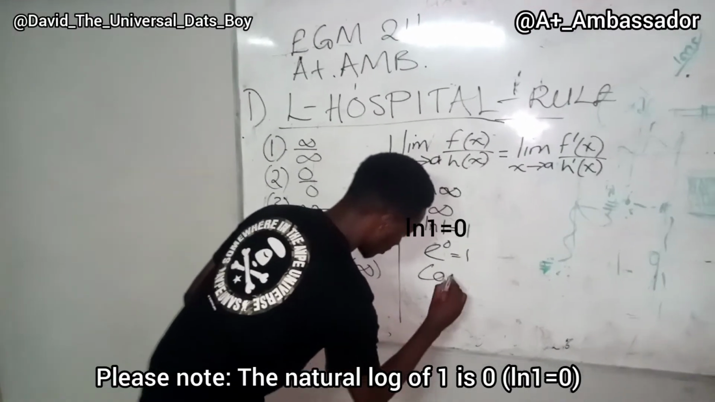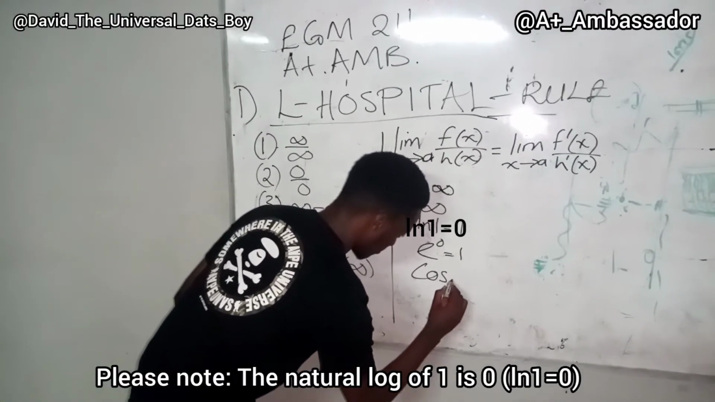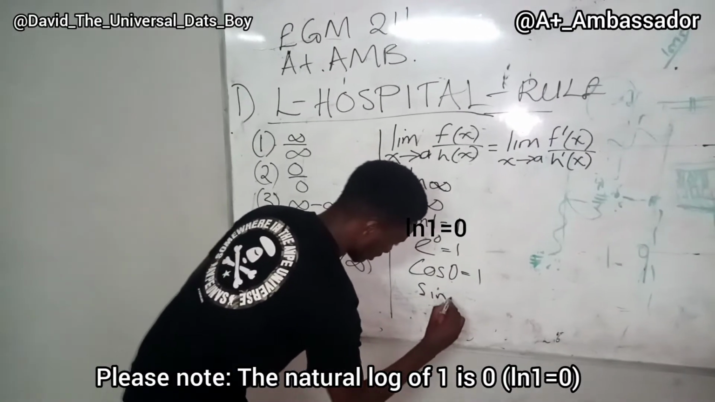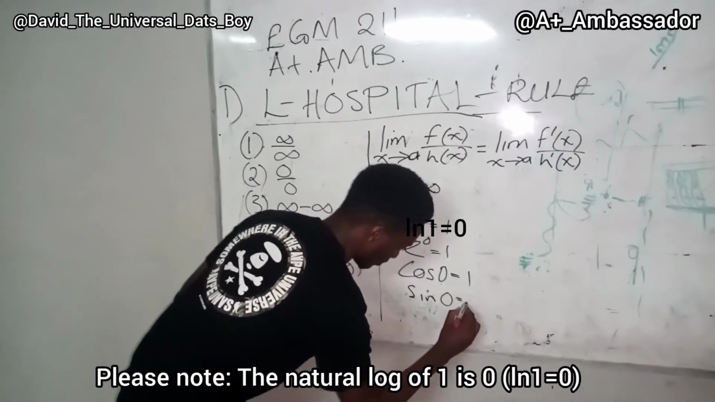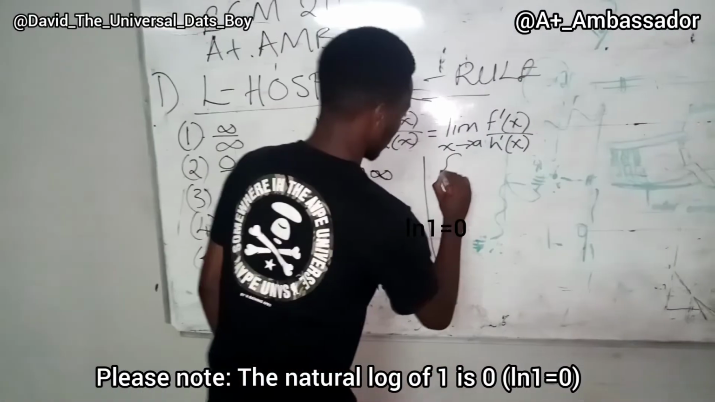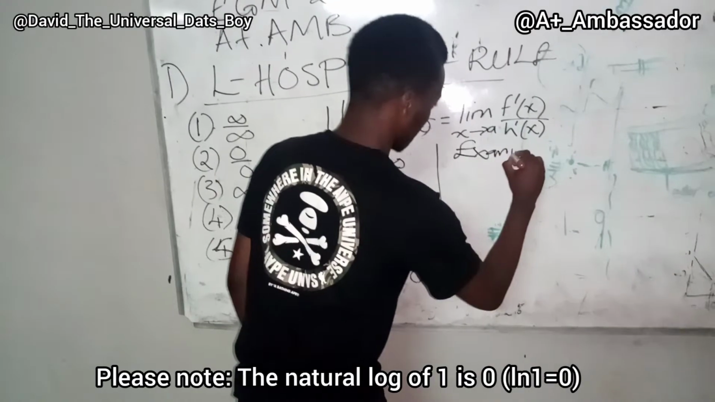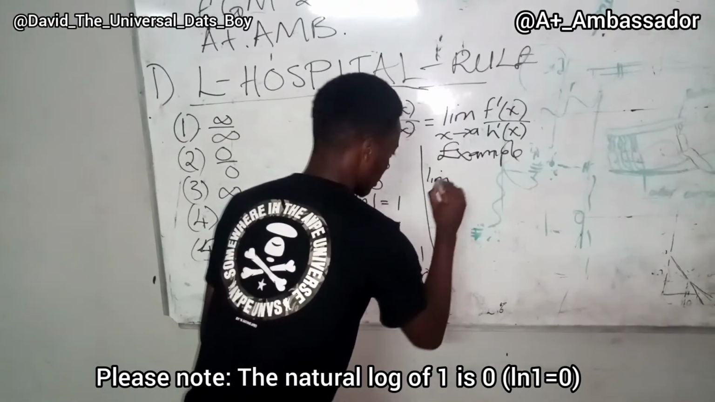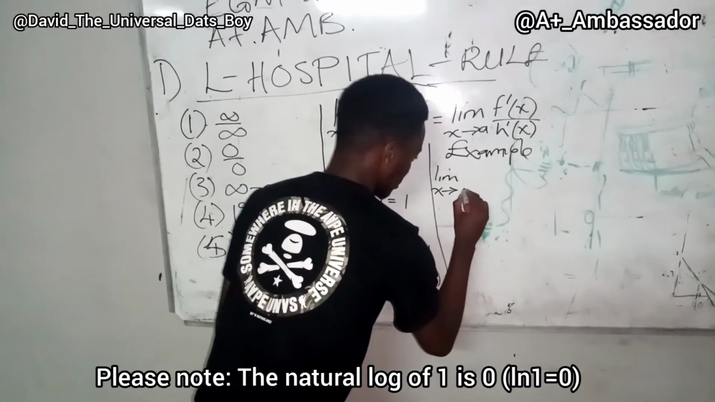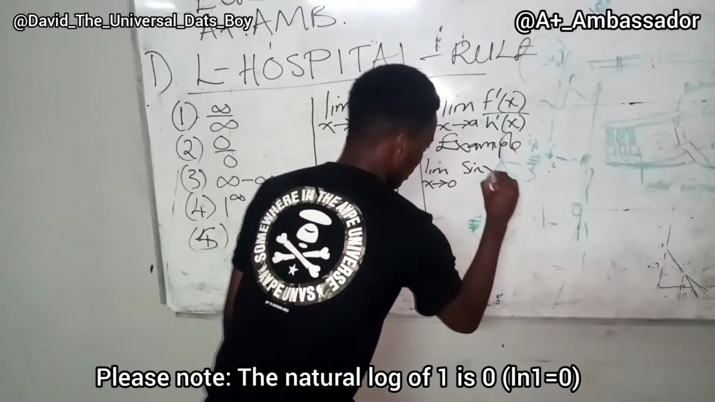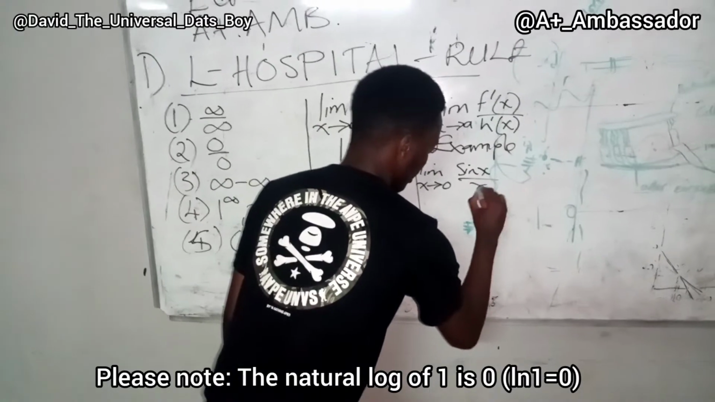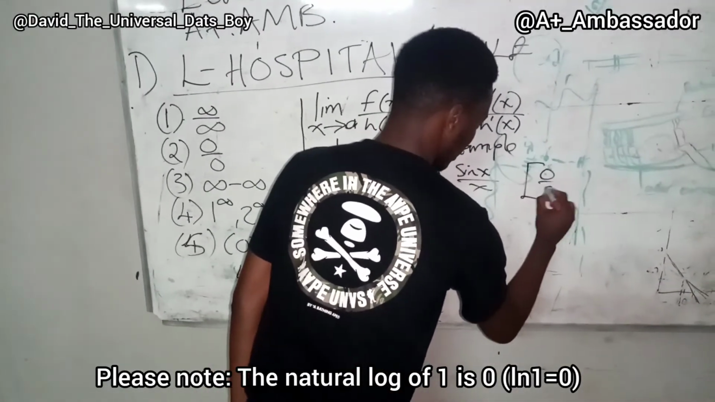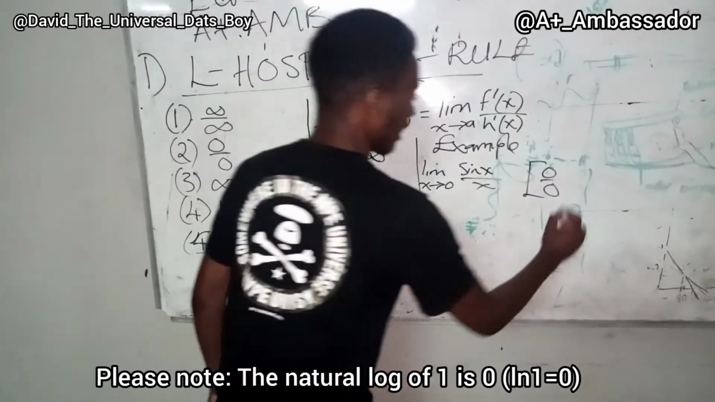When you have cosine of 0, the answer is 1. Then sine of 0, the answer is equal to 0. For example, if we have something like the limit as x approaches 0 of sine x over x. When you evaluate this function, you're going to find that you have 0 over 0. See how this one kicks in?